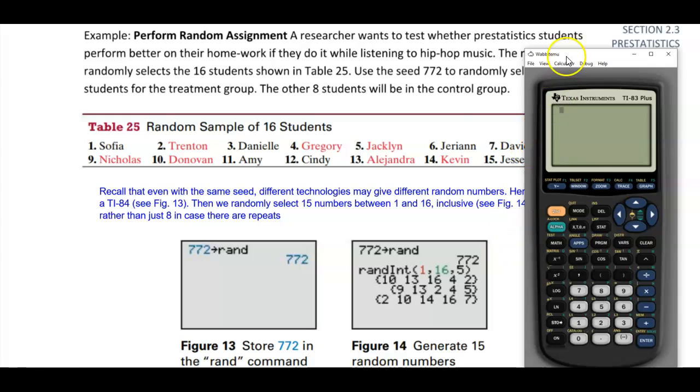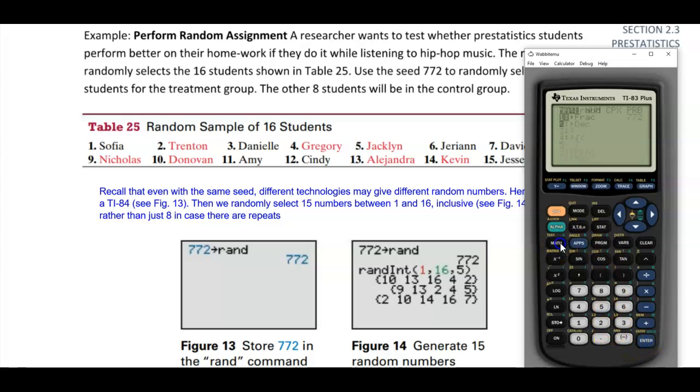So, let's go ahead and use our seed and store it into our calculator. So there's the 772. We're going to hit store, go to math, PRB, and then select enter, and there's our number 772.